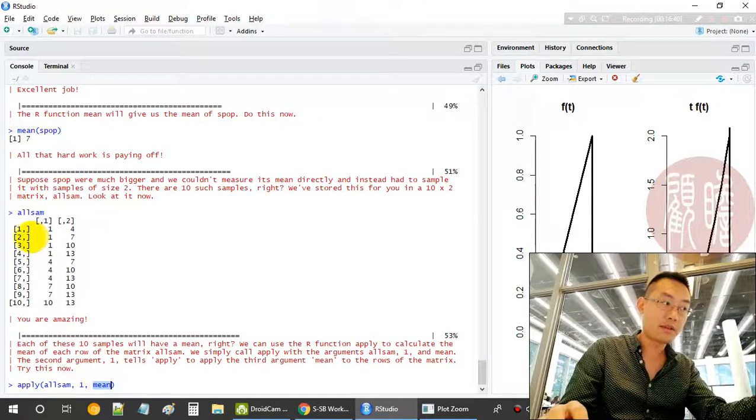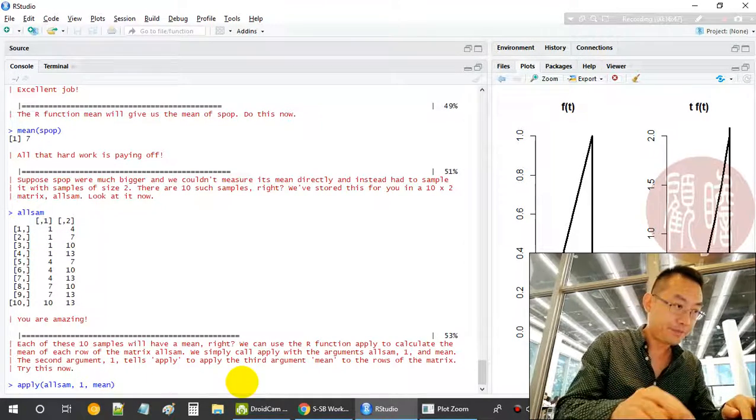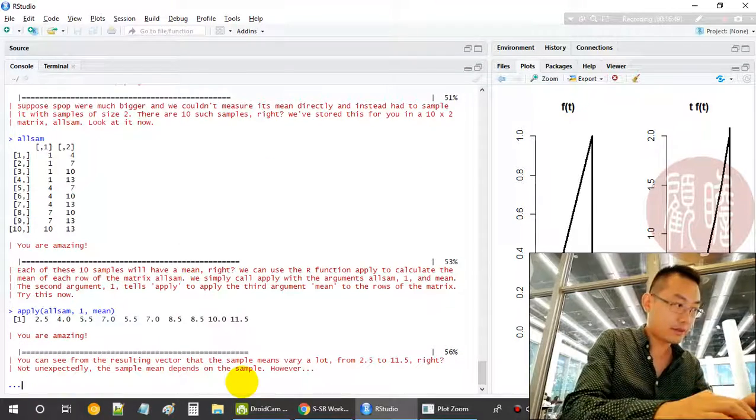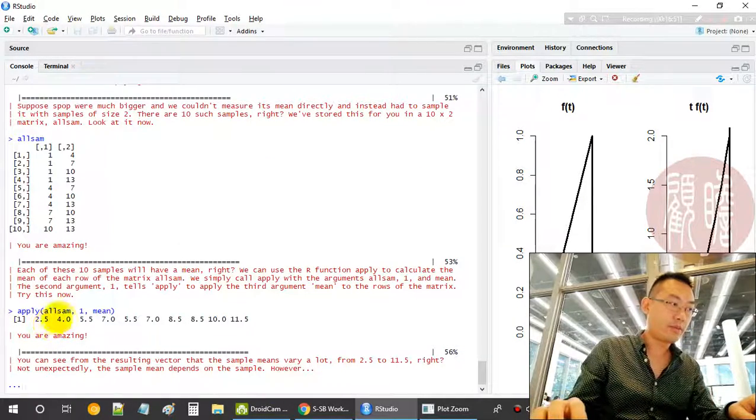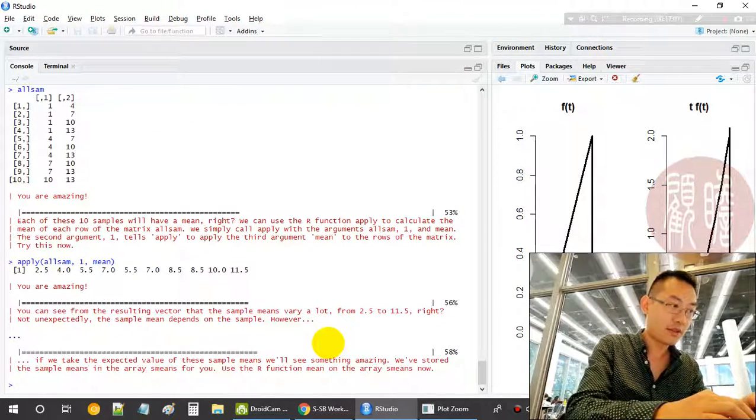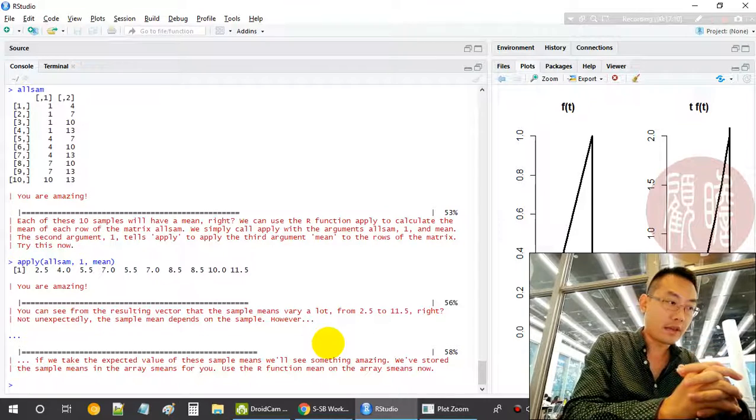Then we apply the mean to the second row, 1 plus 7 divided by 2, that will be 4. So the results are going to be 2.5, 4, and so on. We can see from the resulting vector the sample means vary a lot, from 2.5 to 11. Not unexpected, the sample mean depends on the sample. However, if we take the expected value of these sample means, we will see something amazing.